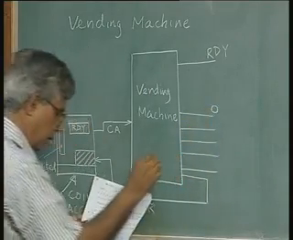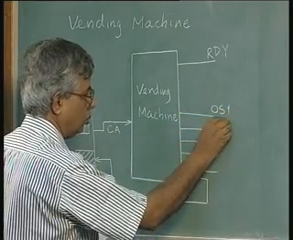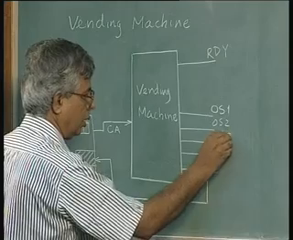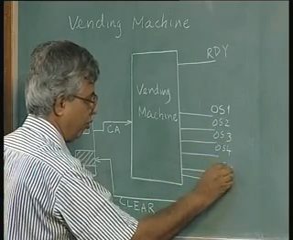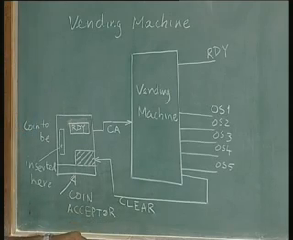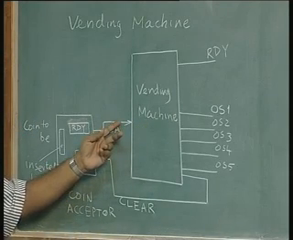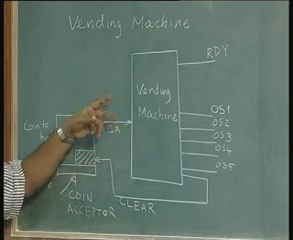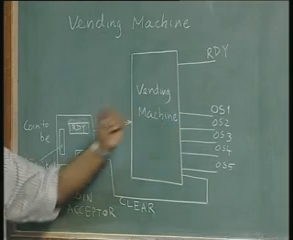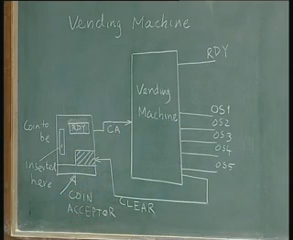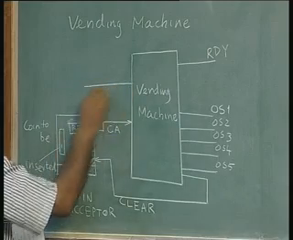I will call this output select 1, output select 2, output select 3, output select 5. One of these selects I will have to make, and there will be a selection mechanism, that means the vending machine not only needs the coin accept signal from the acceptor, it also needs the signal of which of these 5 objects, which of these 5 merchandise I want. That will be given by a separate switch setting.